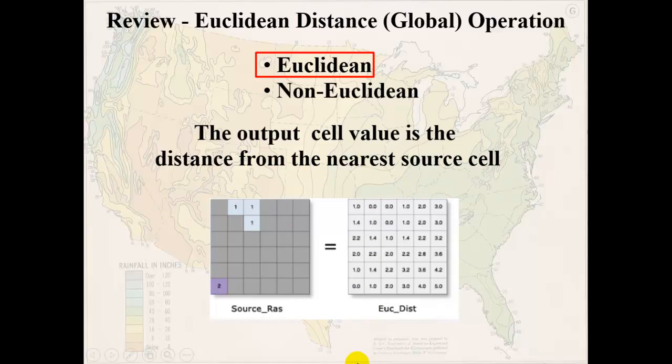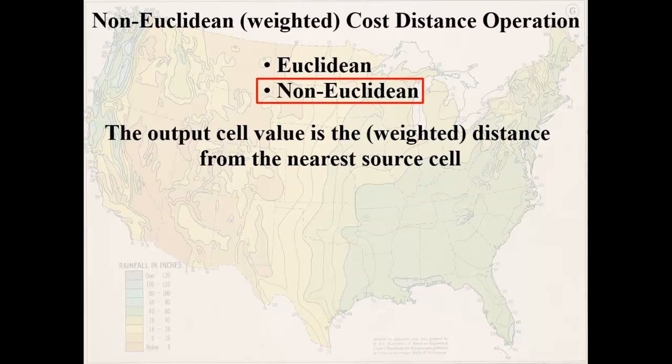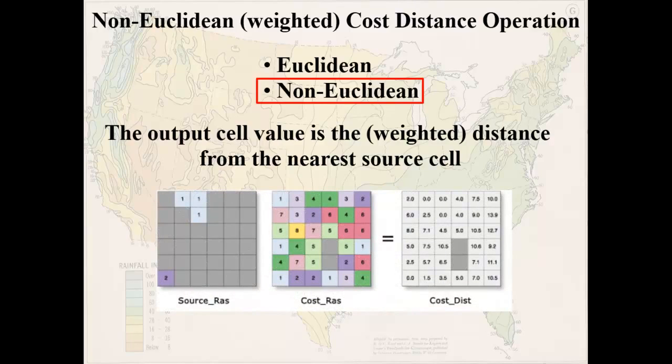Remember that there's an allocation which will give you a raster that shows you which source cell is associated with each of those distances. There's also non-Euclidean distance, and what non-Euclidean distance says is I'm going to take distance into account, but I'm also going to use some type of, let's call it a cost raster. So I'm going to consider not just the geometric distance between sources and cells, but the geometric distance times some type of cost between sources and cells. So it's a weighted distance.